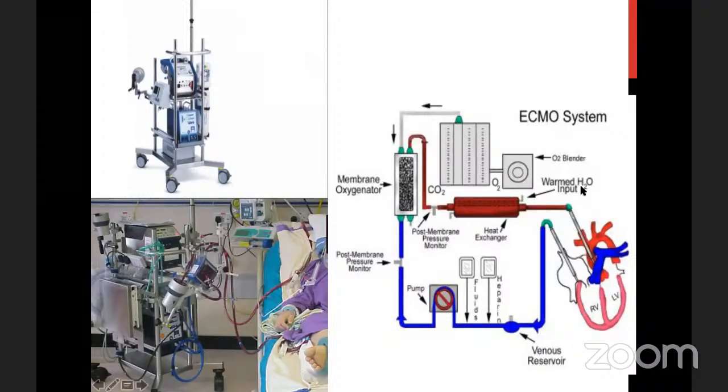As you see here, there is the inflow and outflow. The inflow is from the right atrium as venous return, and the outflow is to the ascending aorta for arterial cannulation as central ECMO.